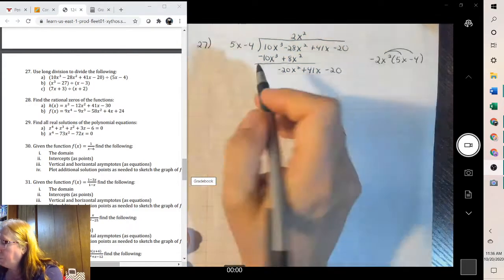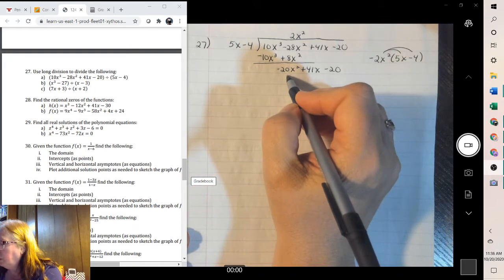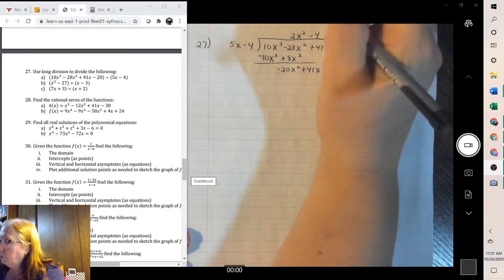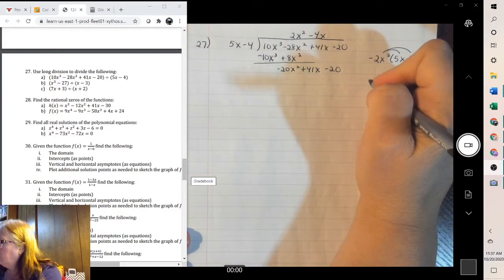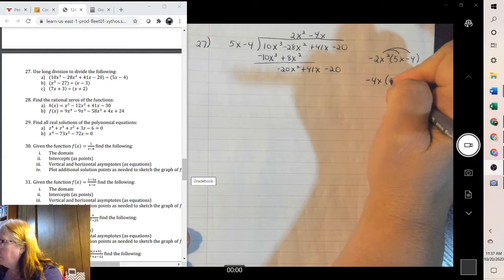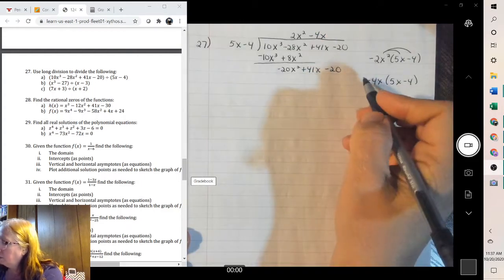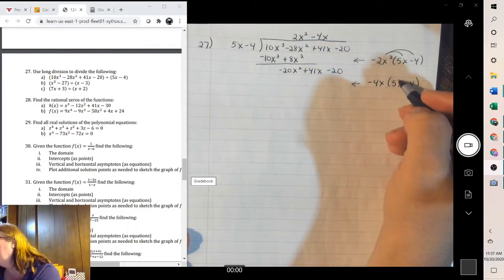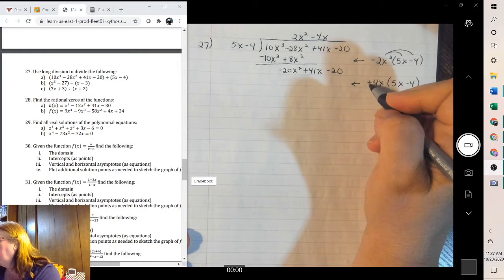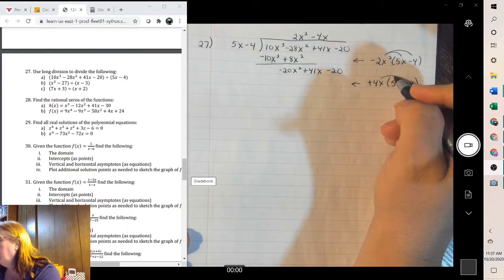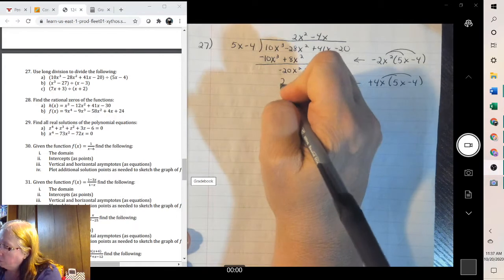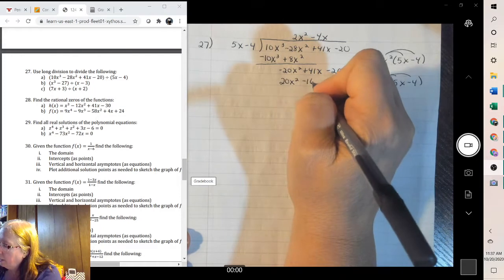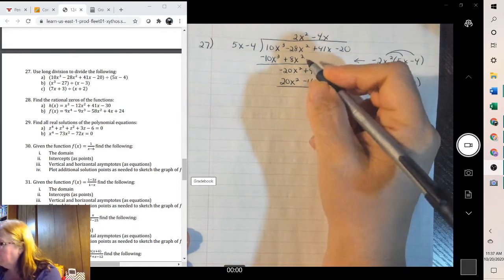And we do it again. 5 times what's going to give me a negative 20? Well, that would be a negative 4. I have 1x. I need 2 of them, so I need a negative 4x. So we have negative 4x times the 5x minus 4. That gets this next row. Since I'm going to subtract, I'm going to change this sign, because a negative and a negative makes this a positive, and then distribute. So I have 20x squared and minus 16x. Those drop.